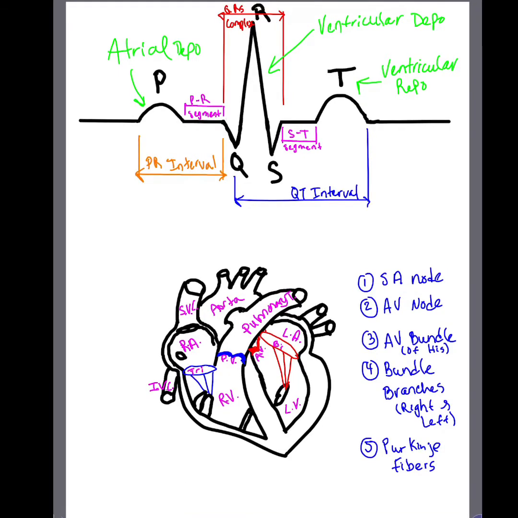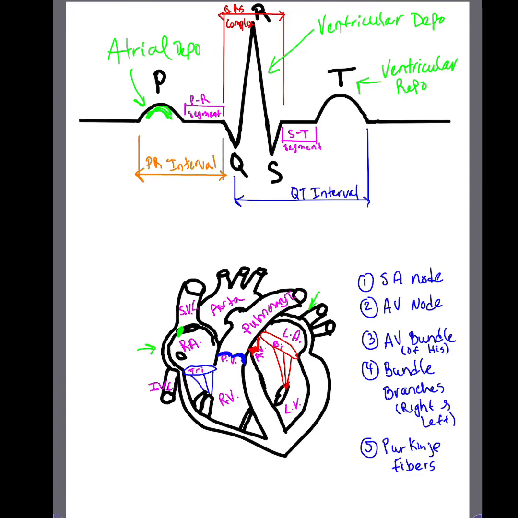Okay, now let's start from the beginning. We're going to get started with atrial depolarization. Remember, we're going to get started on the atria. So atrial depolarization is initiated by the SA node, which remember is right here in the posterior superior portion of the right atrium, closer to the superior vena cava. And it causes the P wave, so this part right here.